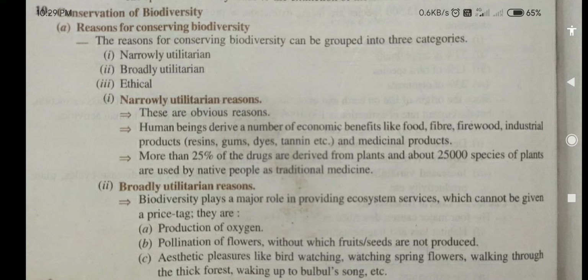So this comes under the broad use of biodiversity. Generally you will see the Amazon forest, which is called the lungs of the planet. The Amazon forest provides about 20% of the oxygen in the earth's atmosphere. In the market or in the hospital, if you see the price of each oxygen cylinder, biodiversity gives us free oxygen. So this is the broadly utilitarian use of biodiversity. The oxygen they give us does not have a price tag.